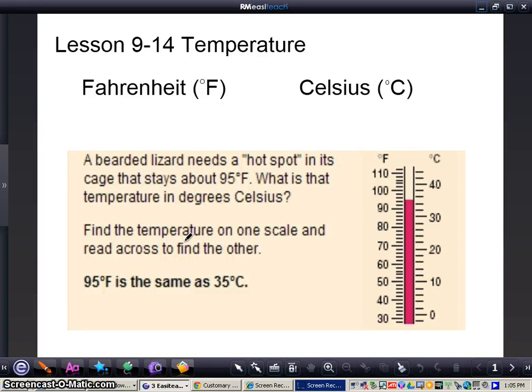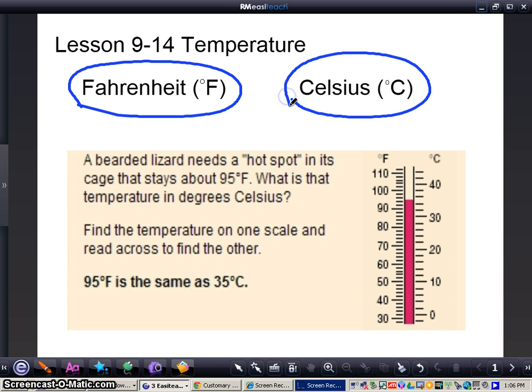In this video, we're going to take a look at temperature, and it's important to understand that there are two different units of measurement that we talk about. Fahrenheit, that's the customary units of measurement, and then Celsius, that's the metric units of measurement.